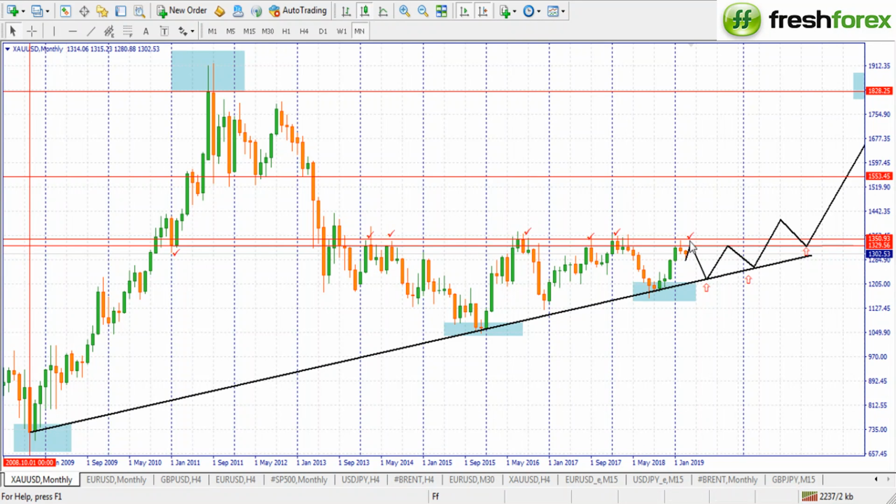But should price get back to this level, we are going to sell it, expecting it to go up to this point. We are going to sell it again, expecting it to go up to that point, and the day that price closes above this resistance, then we'll wait and pick a buy from that point up to the top.